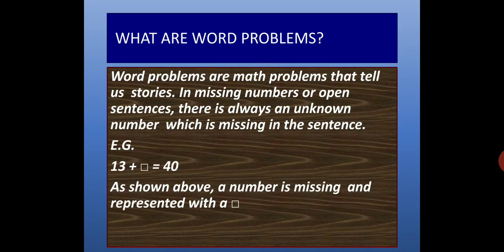Well, let's remind ourselves. What are word problems? Word problems are math problems that tell us stories. In missing numbers or open sentences, there's always an unknown number which is missing in the sentence. So, for instance, you will always have sentences like this one: 13 plus box equals 40. As you can see above, a number is missing, and that number is represented with a box.